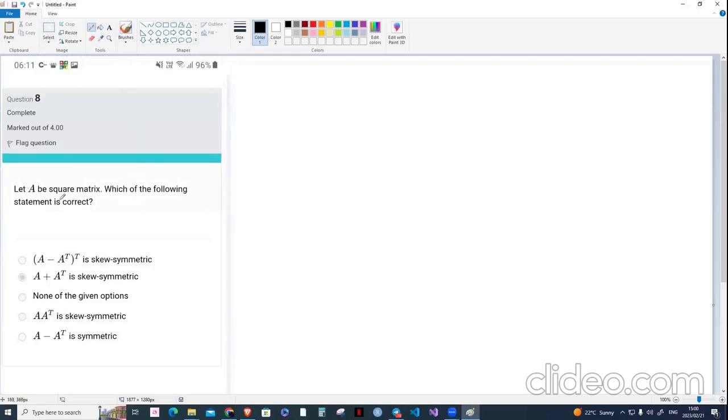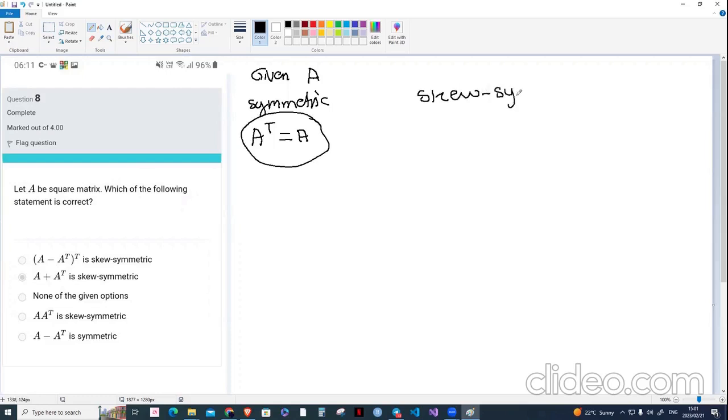So let A be a square matrix. Which of the following statements is correct? It's talking about skew matrices and symmetric matrices. For a matrix A to be symmetric, if we take the transpose of A, we must get A. It's a condition. If it's skew symmetric, if we take the transpose of A, we must get minus A.